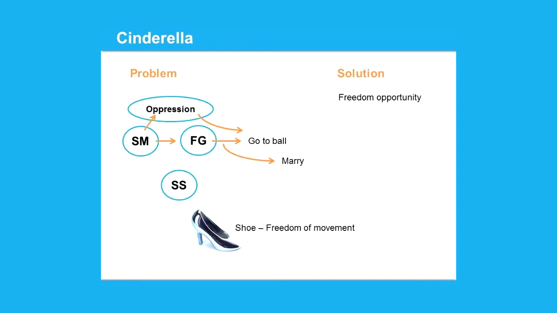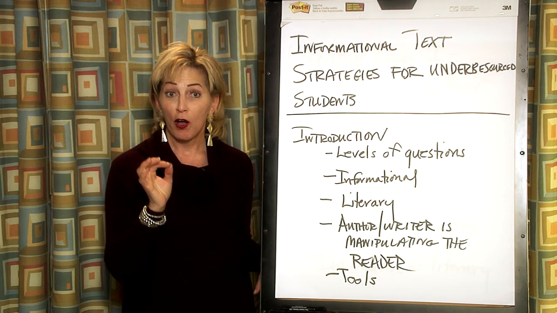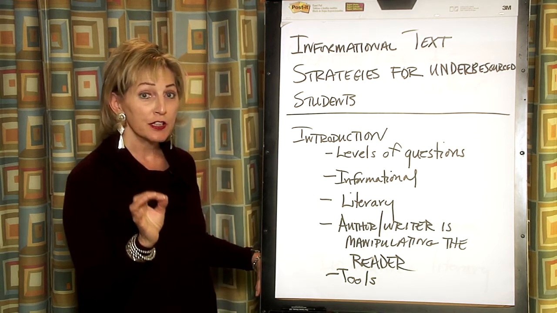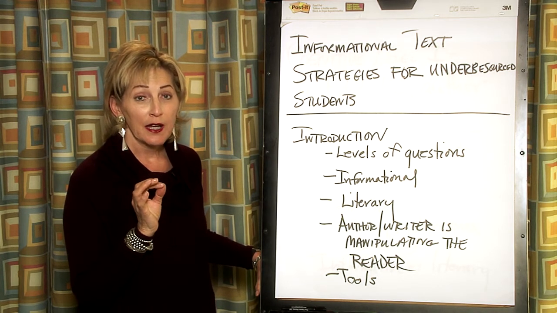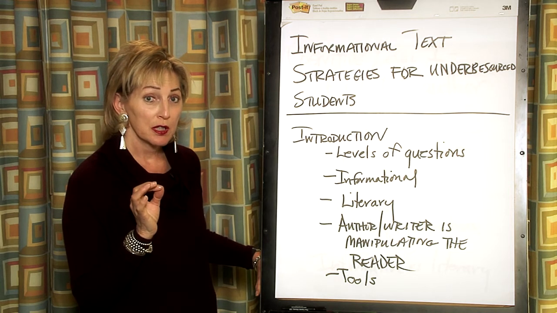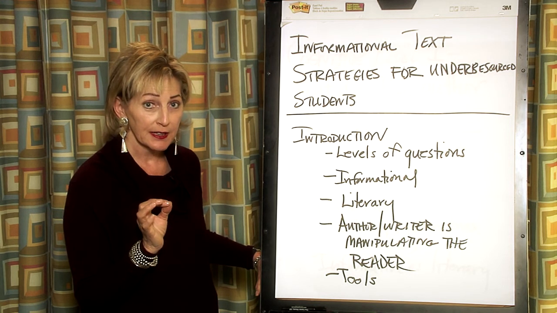So in the story, there's two problems. One is to get out of the immediate oppression of the house and get to the dance. The second one is to get out of the oppression for her life. So the writer needs every character in that story in order to make it happen, okay? And when you understand that, how an author then uses characters and situations to manipulate the reader, then you begin to understand the craft and tools of writing. And we're going to look at it in informational text and literary text.